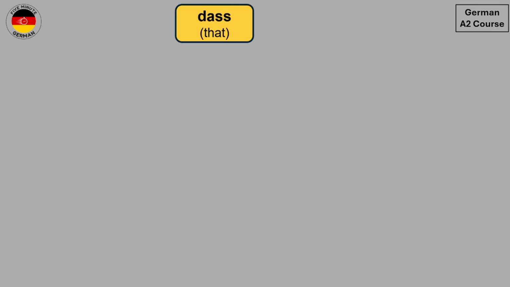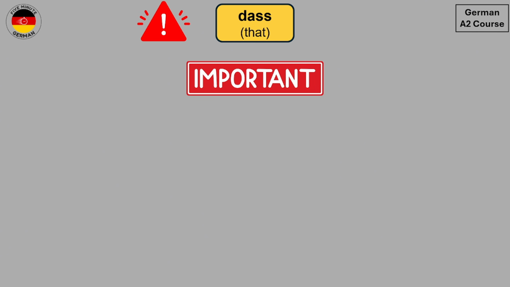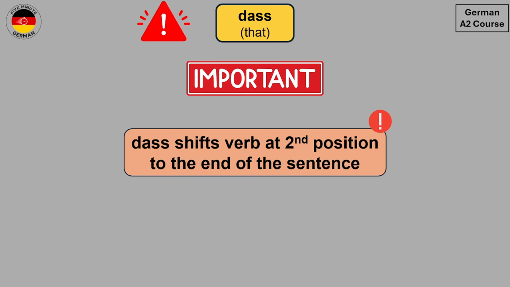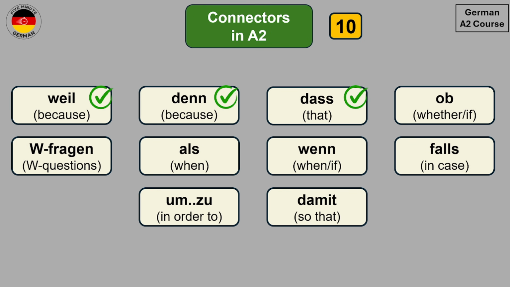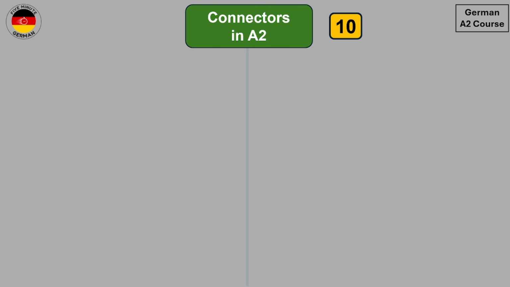So the important rule which we have learned when using dass is that dass shifts the verb at second position to the end of the sentence. And this is similar to weil. So this was dass. Now before we go to the next connector, let's categorize these connectors in a different way based on what we have learned until now.